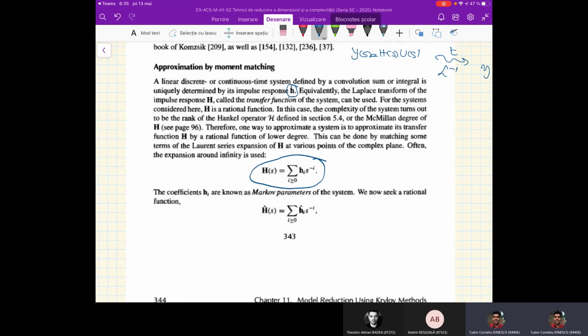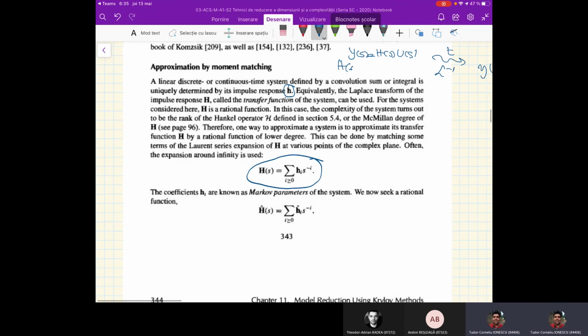Any linear system is determined by its impulse response. Equivalently, the Laplace transform of small h is capital H, called the transfer function. We know that. So this is the class of systems to be studied. Note that for linear systems in general, because H(s) is Y(s) over U(s), and Y and U are rational themselves, H(s) is always a rational function. That's only true for linear finite dimensional systems, keep in mind.